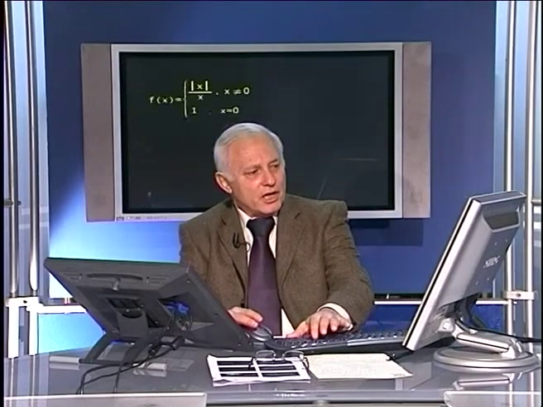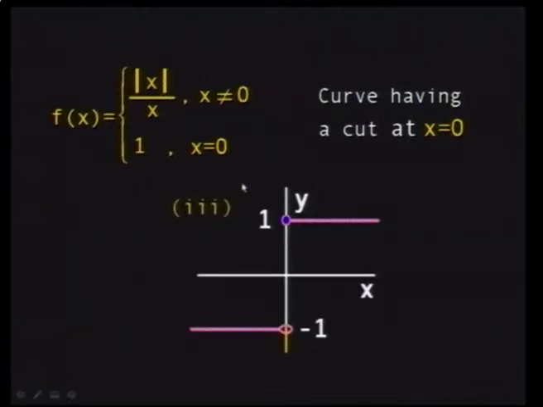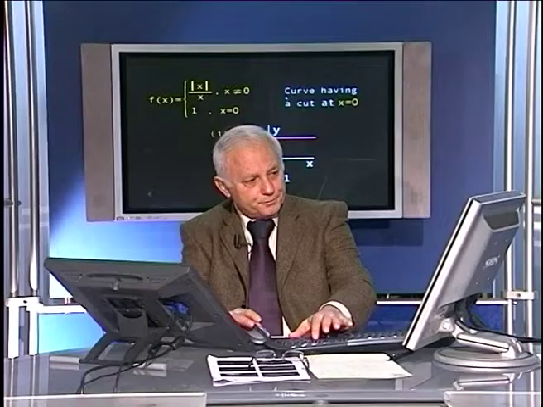Now we have a third type of discontinuity. This curve is equal to modulus x over x when x is not equal to 0. It's equal to 1 at x equals 0. So it's assigned a value 1 at the point x equal to 0, but there is a jump here somewhere. It was equal to minus 1 all the time, and then it jumped to 1 afterwards, so this is the third type of discontinuity.